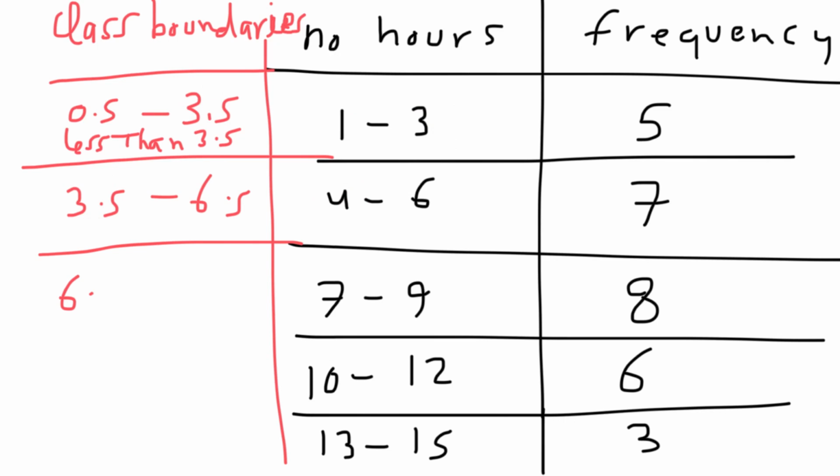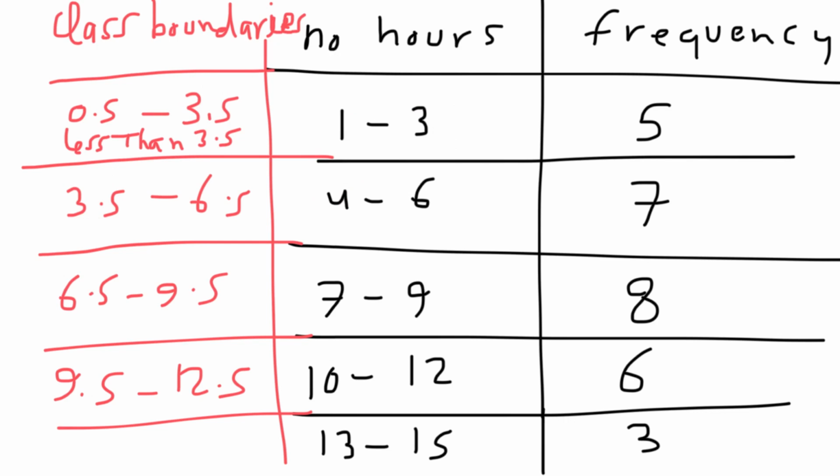So here there will be 6.5 till 9.5. You do that quickly. It's 9.5 till 12.5, and this is 12.5 till 15.5. So these are the class boundaries for each class. So if the question asks you what is the class boundary for the second class, well, here is the second class, and here is the class boundary for the second class. And if the question asks you what is the class boundary for the last class, here is the last class, and here are the class boundaries for the last class.